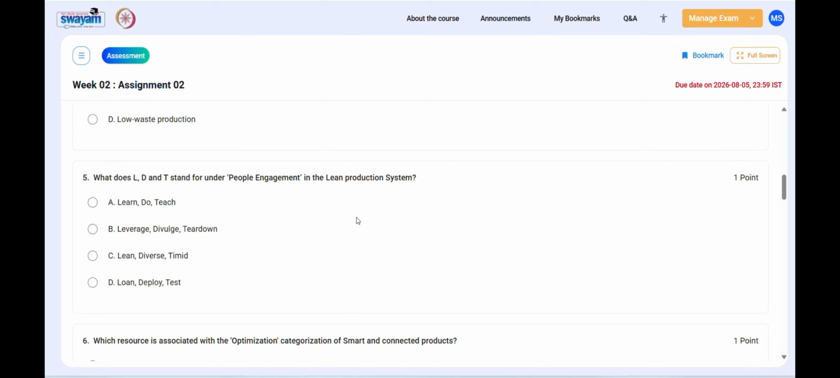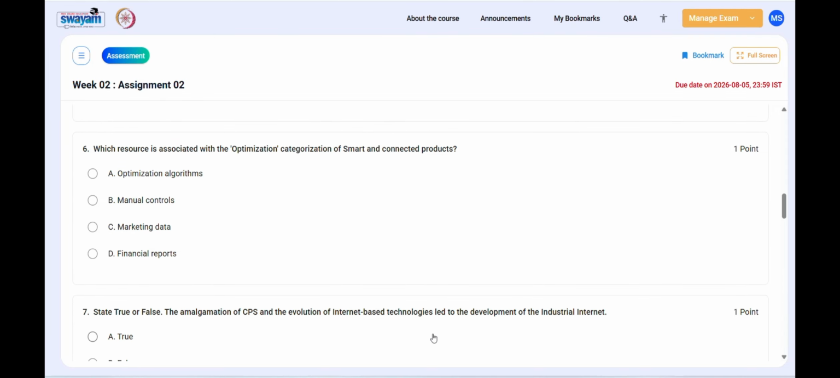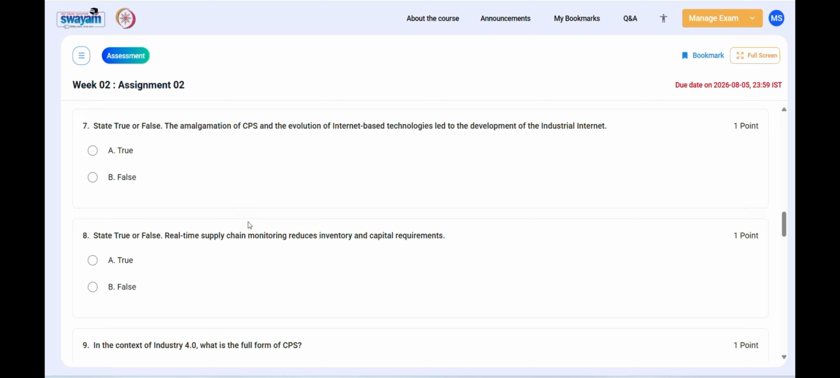Then question fifth: what does LD&T stand for under people engagement in the lean production system? So option A is correct: Learn, Do, Teach. Then comes question 6: which resource is associated with the optimization categorization of smart and connected products? Option A is correct, optimization algorithm.